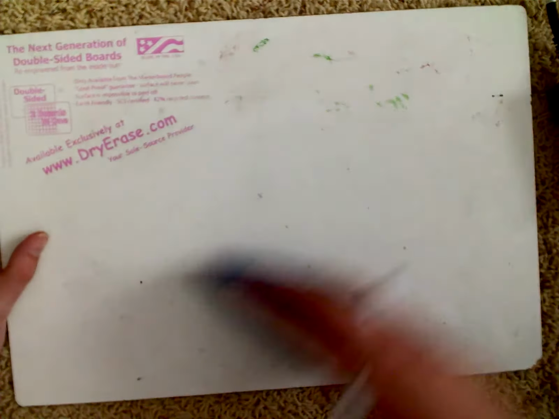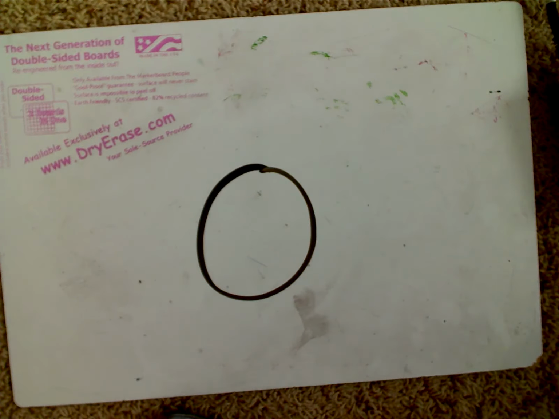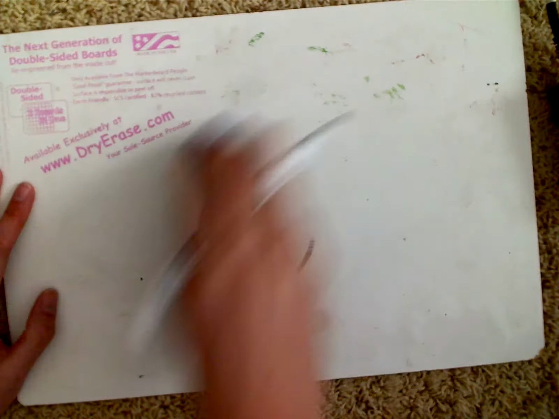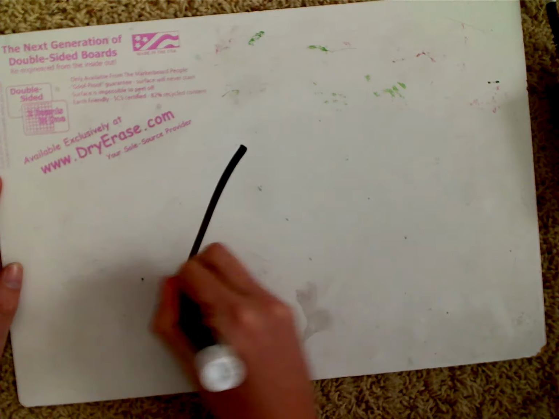They should be equal. Very good. Let's look at a circle. How many sides does a circle have? It doesn't have any, does it? It doesn't have any sides to it. Very good.